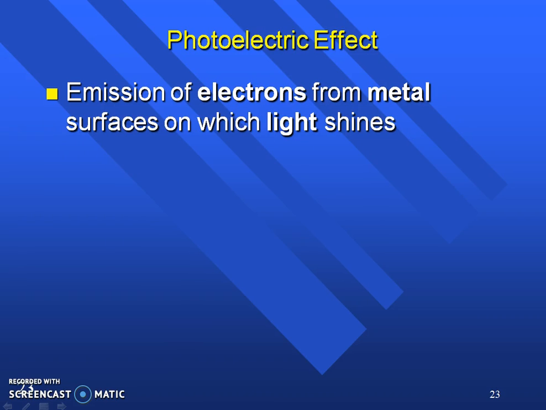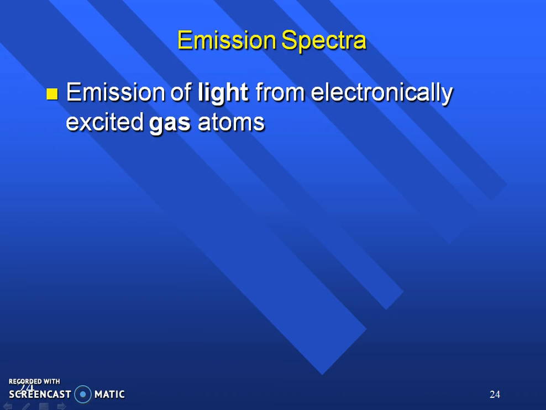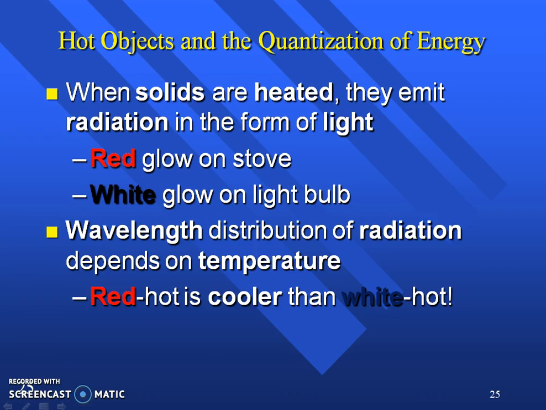The photoelectric effect is the emission of electrons from a metal on which light shines. That's why we call metallic surfaces shiny: when light reflects off of them, it gives that shimmering glow. And then of course you have the emission spectrum, where the emission of light is from gas atoms. We're going to talk about that more in detail as we go through the course.